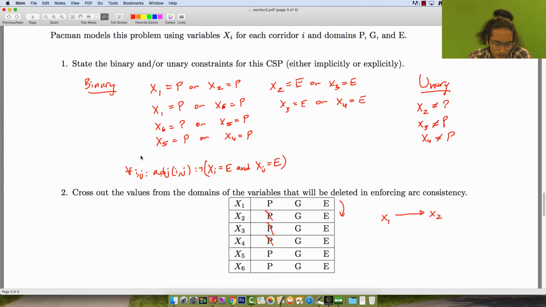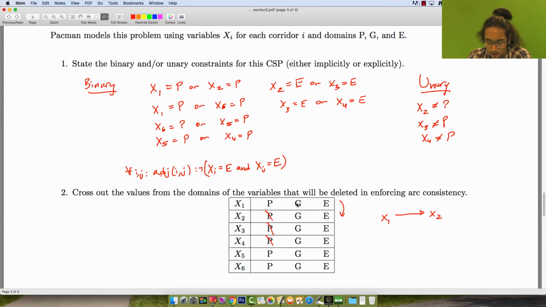I guess perhaps this constraint is also relevant, right? The constraint that you cannot have 2 adjacent exits, but this is satisfied because it's not the case that these are both exits, right? So regardless of whether I assign G or E to x2, there is some satisfying assignment from the variables which are in x2's domain, right? Which means P is safe.